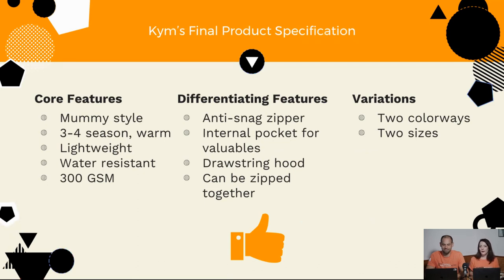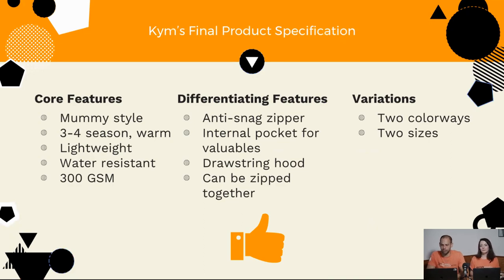And two colorways, just so that people have something to choose between, and then two sizes. I think the way I'll go about this is that one size would be up to a certain height, and the second size will be from that height up to over something like 6 feet, someone tall. So that's what I put together. What do you think, Greg? I think that's really good.